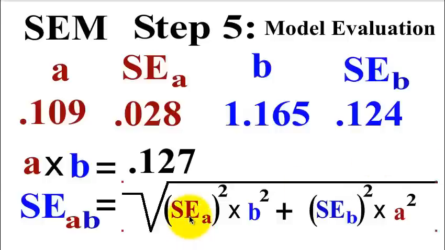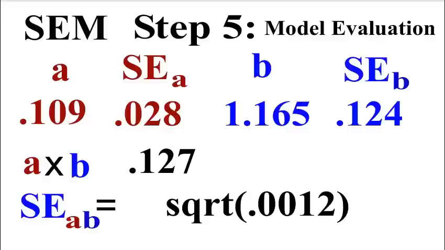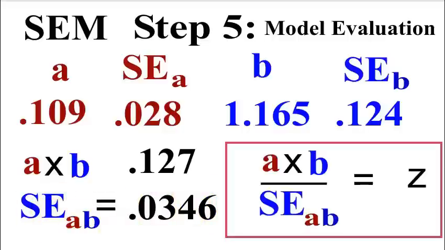So I'm going to substitute these values here from the values above. Going to take the square root of all that stuff squared, break out my calculator, gives me the square root of 0.0012, which comes out to be 0.0346. All right, so we got A times B, and then we got the pooled standard error of A and B. We're going to divide one by the other. That's going to give us a general z-score for this set of constructs that will test the mediating effects of SI.